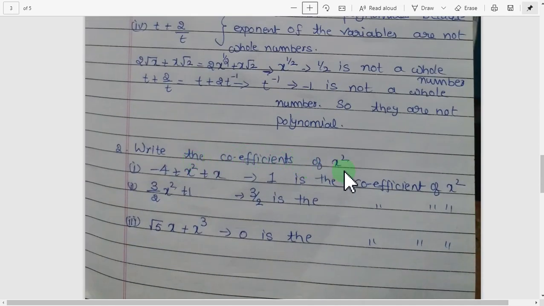Next, write the coefficient of x square. See, this is a polynomial, a trinomial with variable x. The coefficient of x square is the number with the x square. If the number is not there, you have to consider that as 1. So 1 is the coefficient of x square.